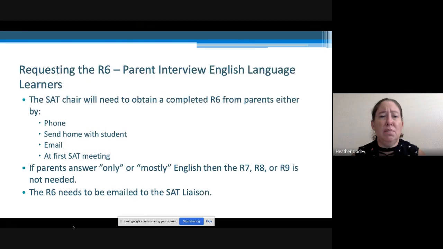Requesting the R6 parent interview for English language learners. The SAT chair will need to obtain a copy of the completed R6 from the parents either by phone, sent home with a student, email, or at the first SAT meeting. This should be completed with the principal at the initial meeting with the principal, but if it's not, then we need to collect it prior to the first SAT meeting. Remember that if parents answer only or mostly English, then the R7, R8, or R9 is not needed. The R6 needs to be emailed to the SAT liaison.